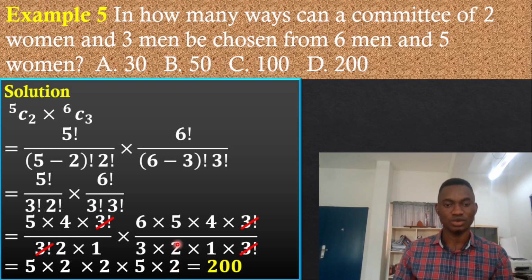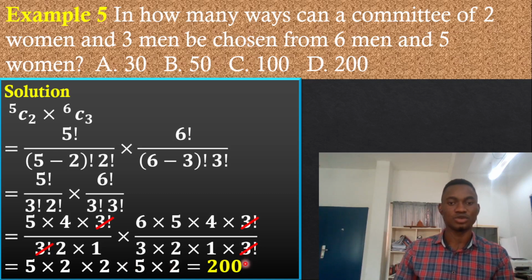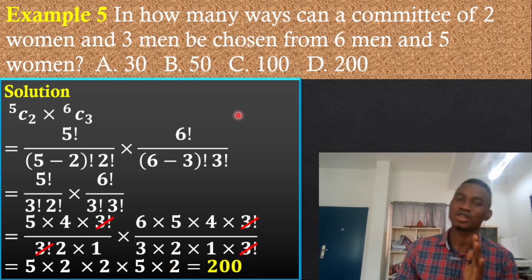This is how we got all this. 3 can divide 6 to give us 2. Is that clear? Then 2 can divide 4 to give us 2. So you multiply the resultant, then we have 200 as our answer. So the correct option is Option D. This is very, very simple.